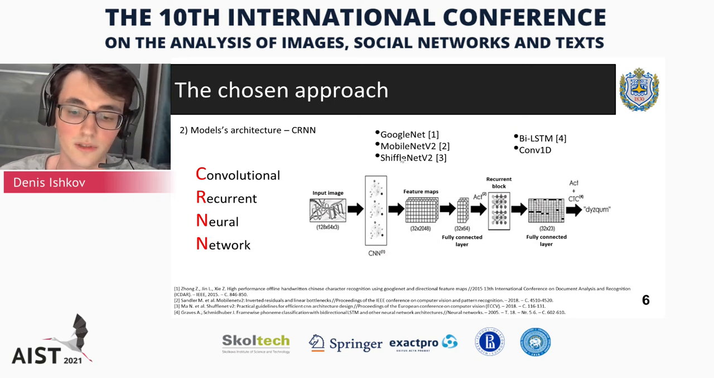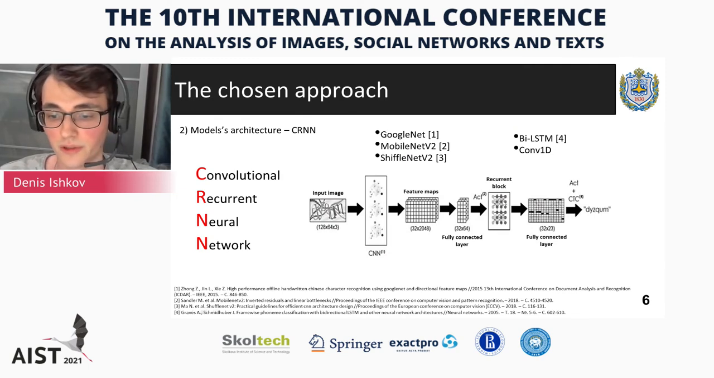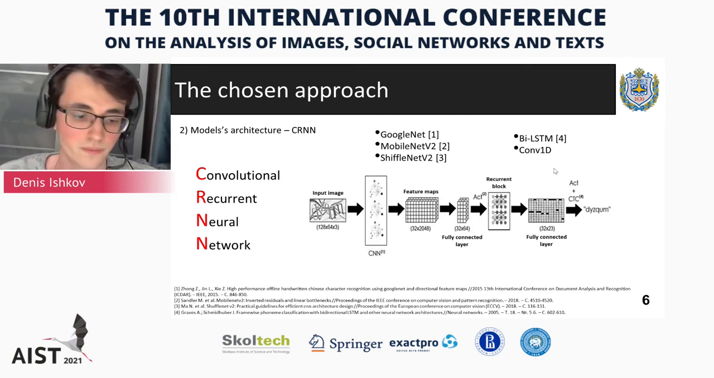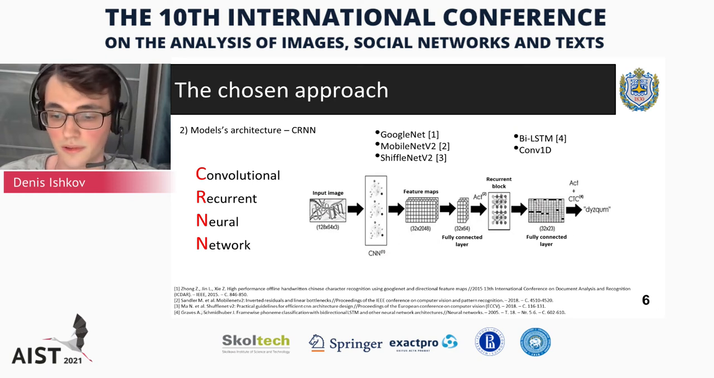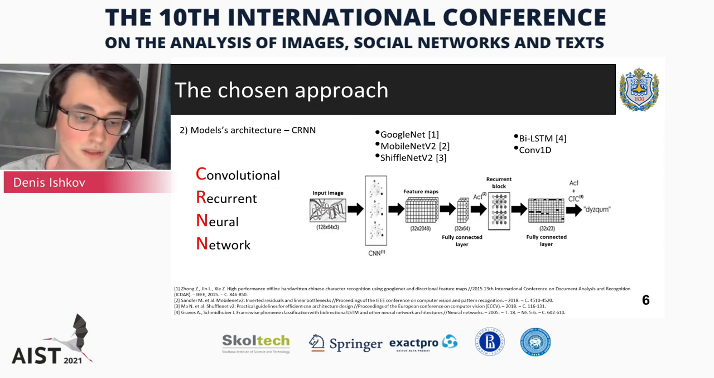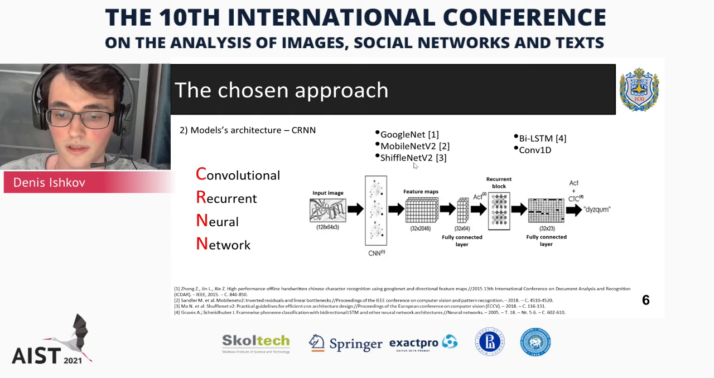As for the lightweight model, we tested two architectures, MobileNet and ShuffleNet. There is a typo on the slide, actually. And we replaced the recurrent block with one-dimensional convolutions to speed up computations, because recurrent layers are known to be hard to parallelize. Such an architecture contains around 260,000 parameters, which is 21 times less compared to the large one.